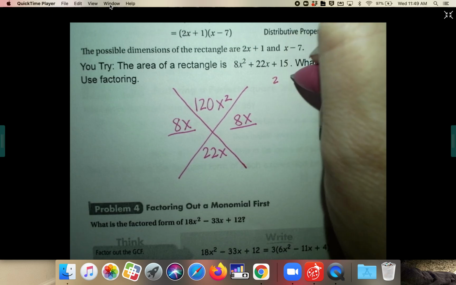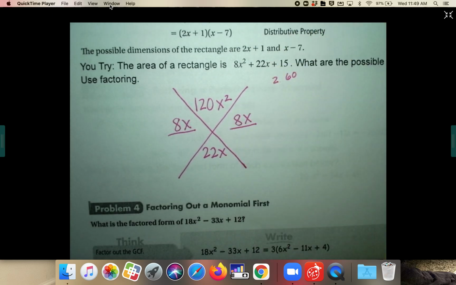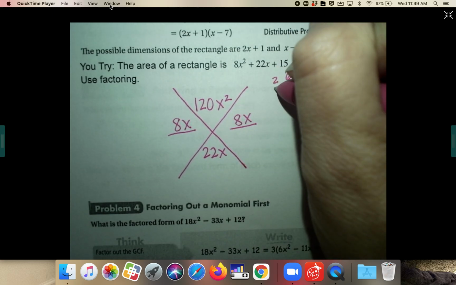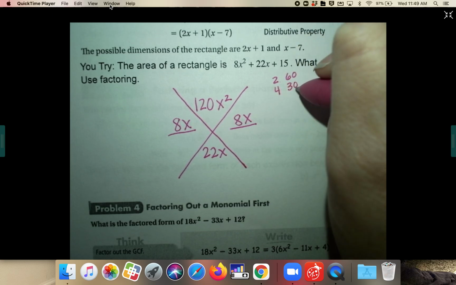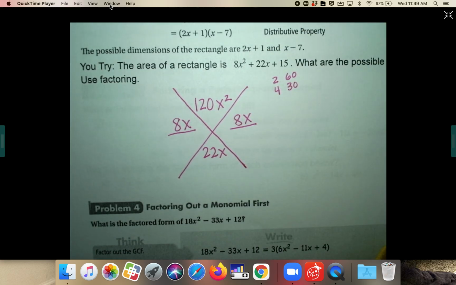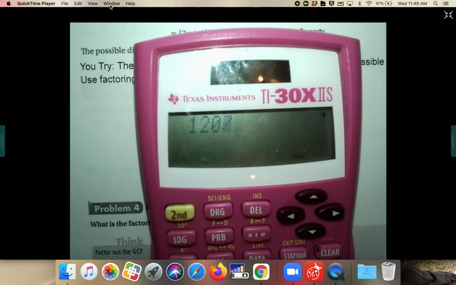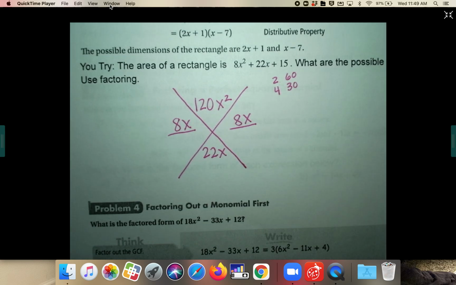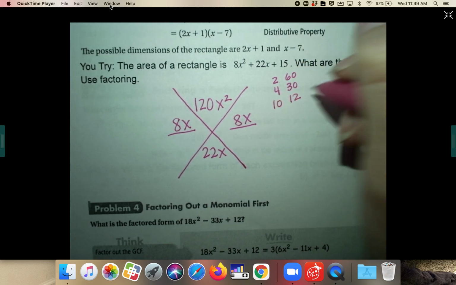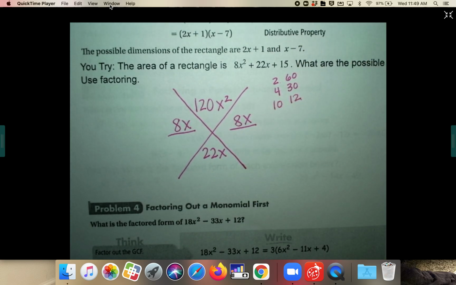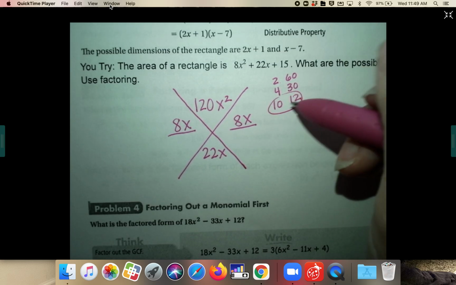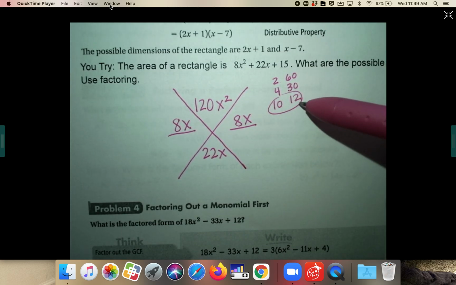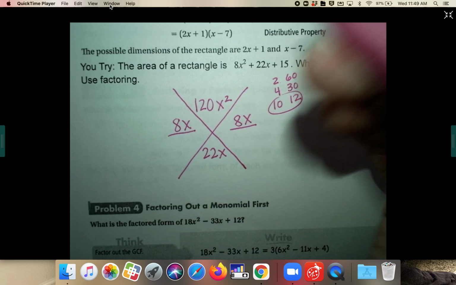So I know it'd be 2 and 60. 2 and 60 will not be 22. 4 and 30, that's closer, but 4 and 30 would be 34 or 26. Close. 10? Well, what's 120 divided by 10? It's 12. 10 and 12 does make 22 when you add. So this is it. 10 times 12 is 120, and 10 plus 12 is 22. So 10 and 12.